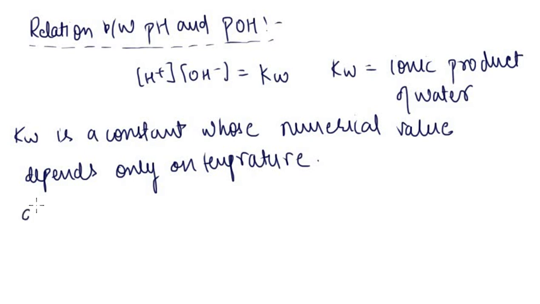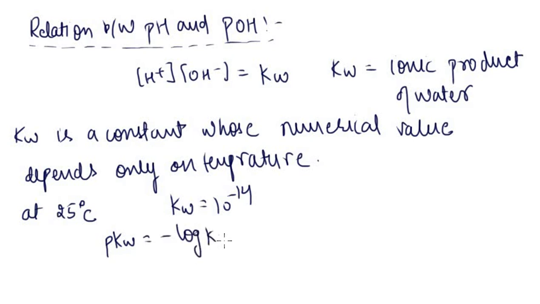At 25 degrees centigrade, Kw is 10 to the power minus 14. We generally take room temperature as 25 degrees centigrade. So we have a new term, pKw. Whenever we apply p before any constant, it means the negative of log of that constant. So pKw equals minus log of Kw, that is minus log of 10 to the power minus 14, which turns out to be 14.